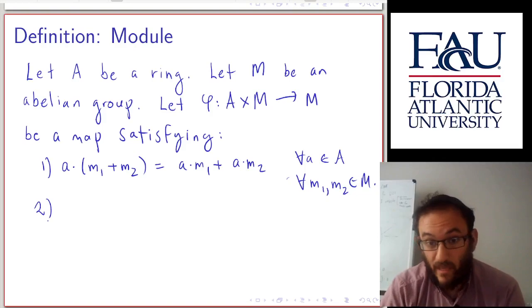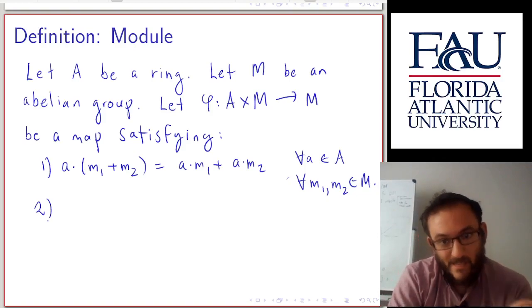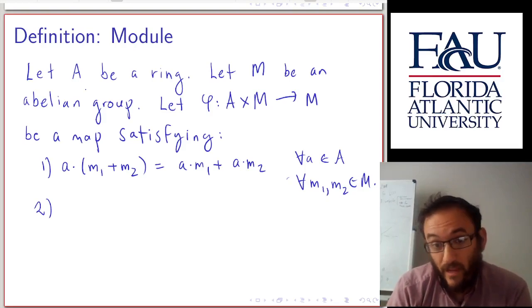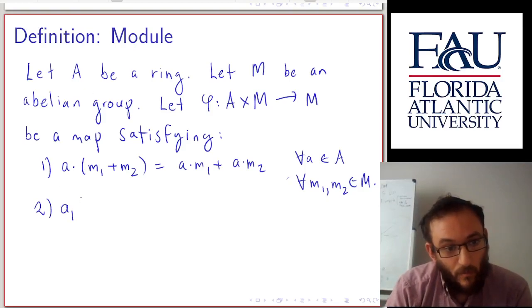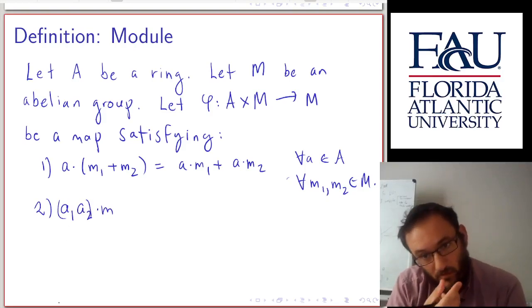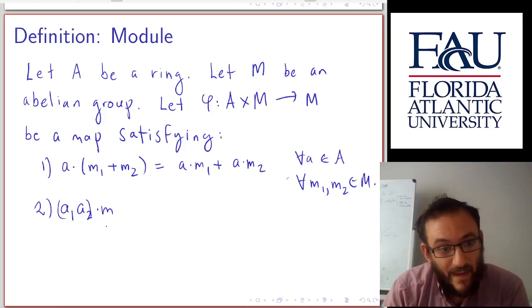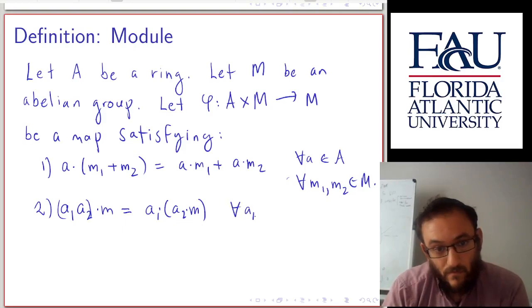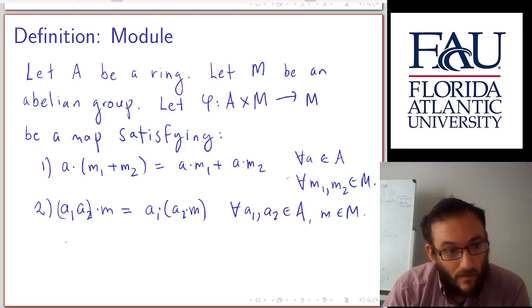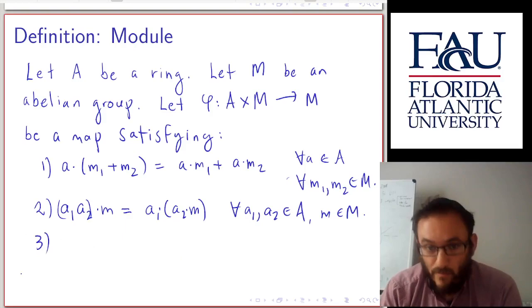Okay, so just as it has to behave nicely, the ring multiplication has to behave nicely with module addition, it also has to behave nicely with the ring operations. So we're going to have A1, A2, M. Okay, so if you multiply in the ring first and then carry out this multiplication map with the module, that has to be the same as if you did one multiplication by the module and then did another. Okay, so same deal. Okay, it respects the ring multiplication.